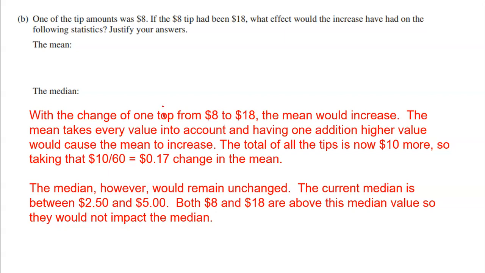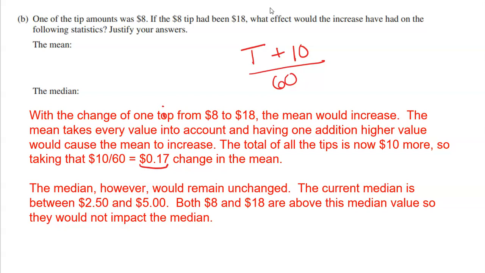The total of all tips is now $10 more. Whatever the grand total was before this change, we're going to take an extra $10 to that grand total and divide it by the 60, right? That's how you find a mean. You take your total divided by how many items you had. I had a total of 60 tips. I don't know what they all were, but I know that now it's $10 more, and I'm going to divide by 60. So basically, if we just take that $10 change and divide it by 60, that's about 17 cents. So that means the mean is going to increase by about 17 cents.